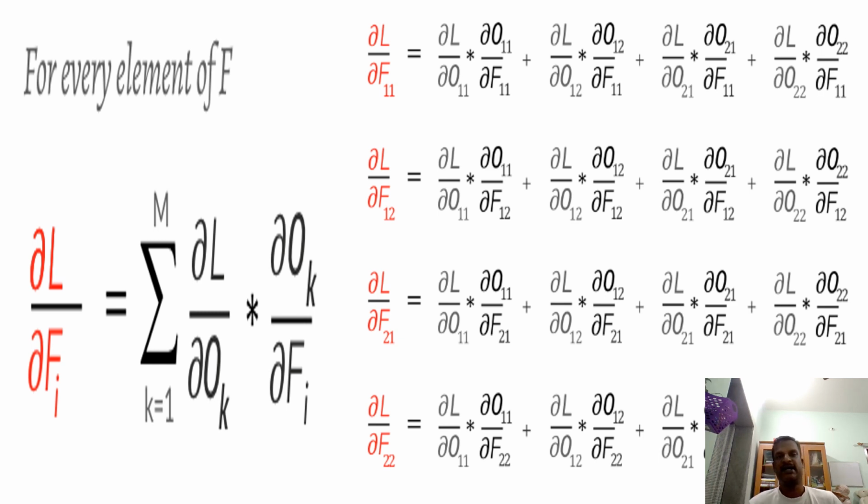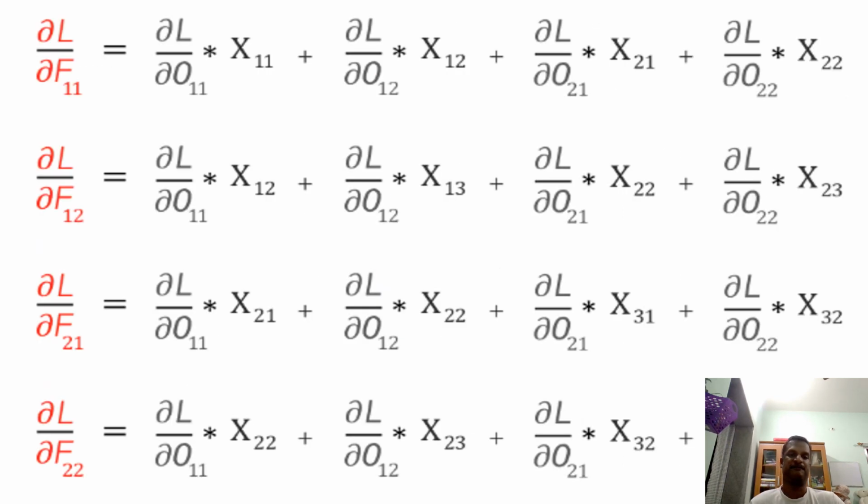Just expand this as per our previous formula for different values of f. Now the same thing is given. We already know that dou O by dou f is nothing but x, which is based on the f parameter value. If it is f11, then it is x11. So I am replacing the second term with all possible x values.